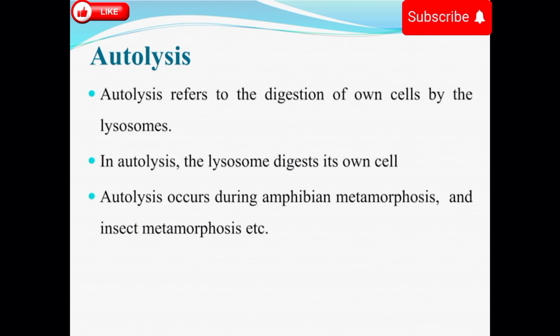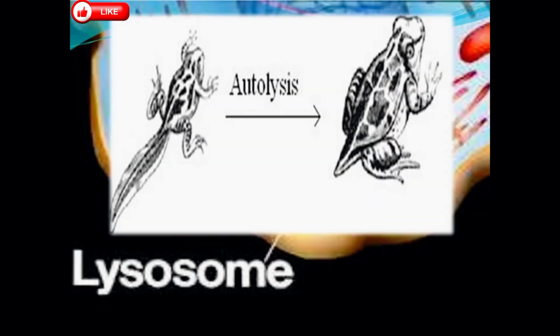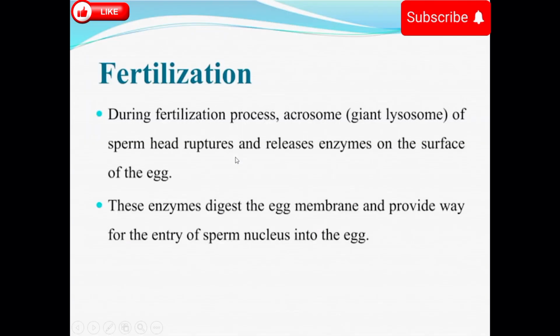When the single membrane is ruptured, the enzymes from the lysosome spread within the cell and destroy the whole cell content, or we can say they break down the whole cell. So in autolysis, the lysosome digests its own cell. That's why it is known as a suicide bag or suicide sac. Autolysis occurs during amphibian metamorphosis and insect metamorphosis. You can see here this tadpole having a long tail. When lysosomes work by the process of autolysis, the long tail dissolves. This function is known as autolysis.